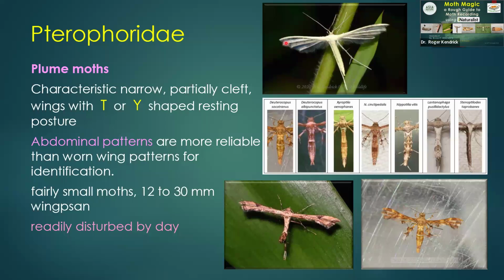The split, the cleft, if you like, doesn't always go right the way down the wing, might only be in the terminal zone. So actually trying to ID these guys from the wing patterns is very difficult because the wing is rolled up, so you don't have a pattern to see. So look at the body, look at the pattern on the body, and they are different between every single species.